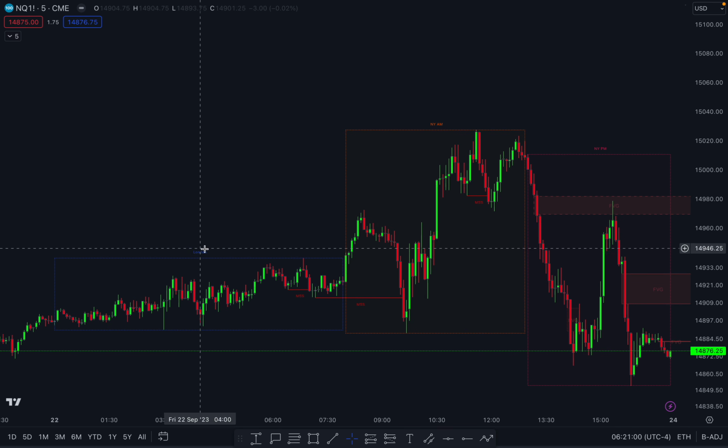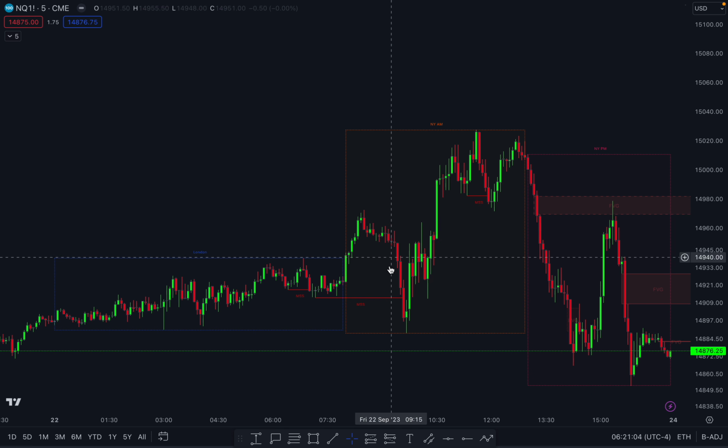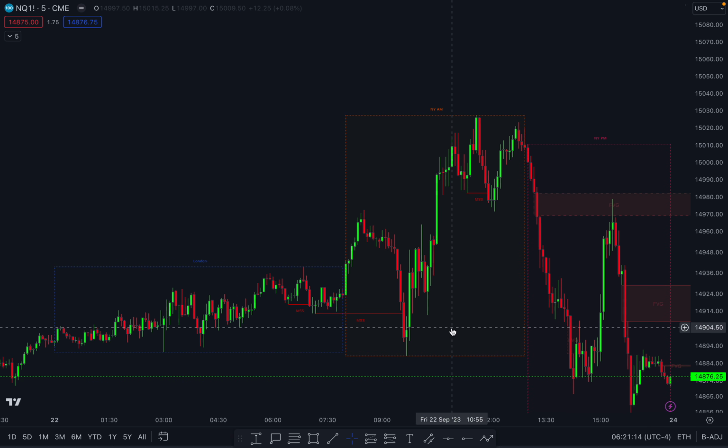So step one, liquidity grab. The high of the London was swept here. Now we wait for MSS. We got an MSS over here. Awesome. But now we wait for FVG. Do we have any FVGs? Yes, we have one over here. We have one over here. Now, do we take the trade here?